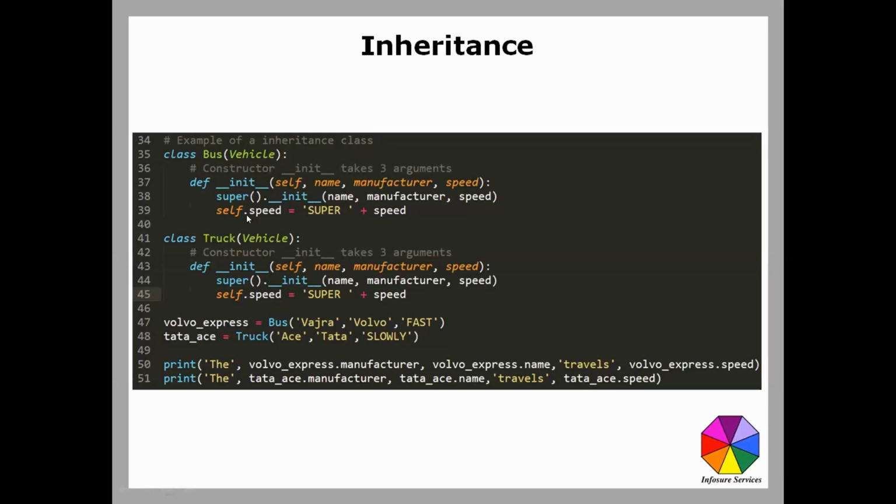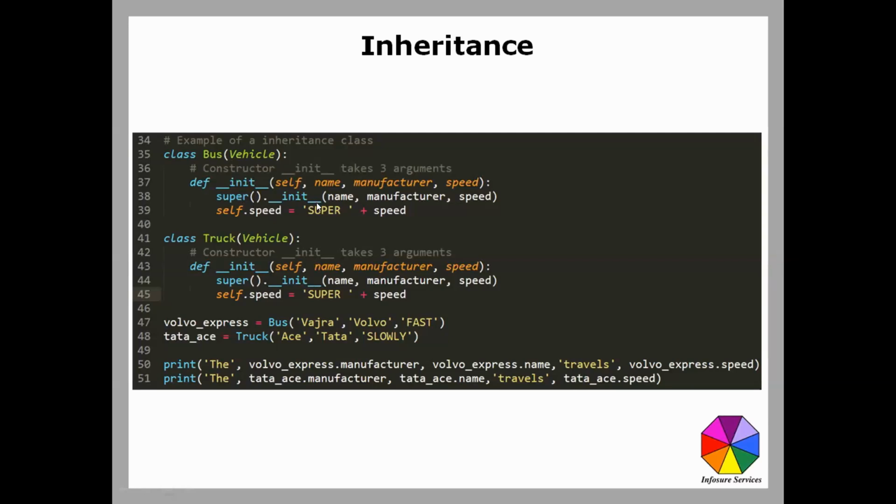Okay, now I can create new objects of this child class. So Volvo Express is equal to Bus, and I'm assigning some values here. Okay, Vajra, Volvo, and fast. So this is the object of the child class Bus. Okay, when I pass like this, the child class constructor is first initiated, and this constructor has the first line of code, super.